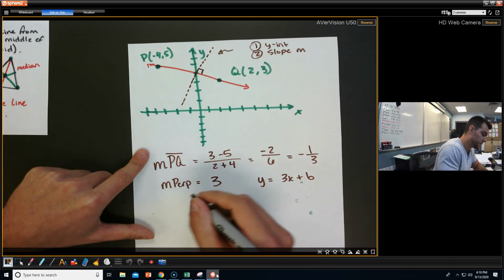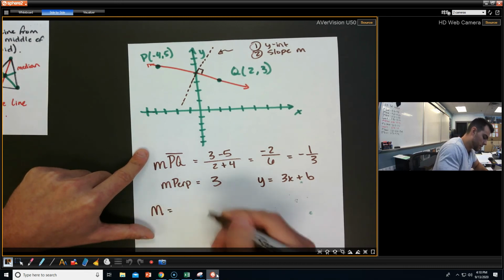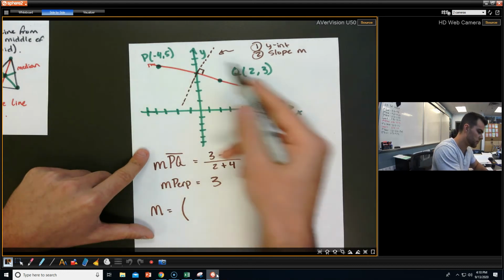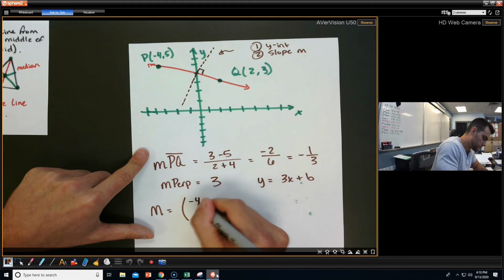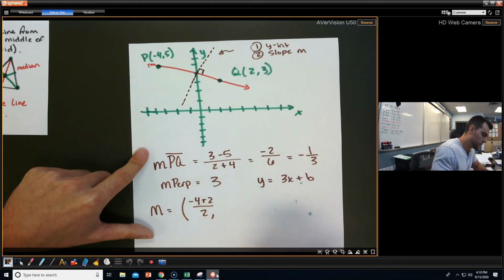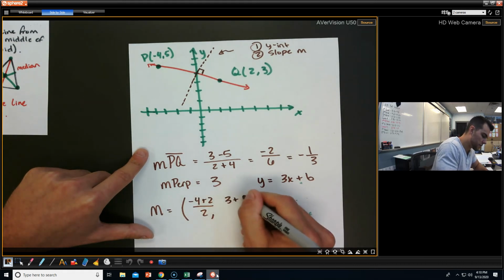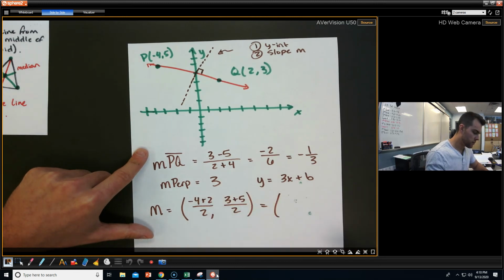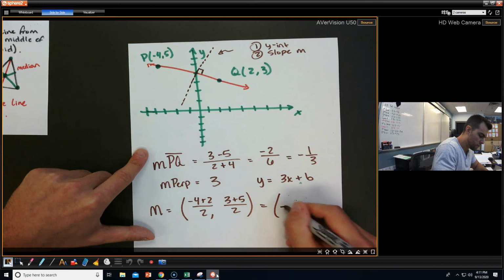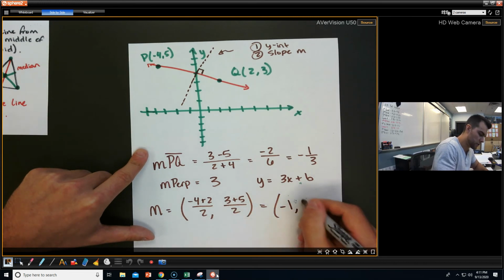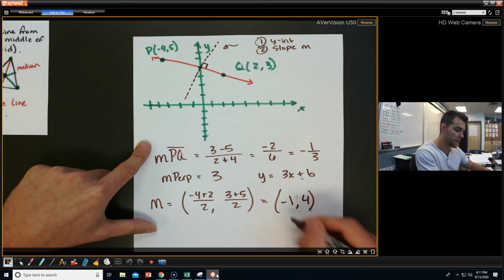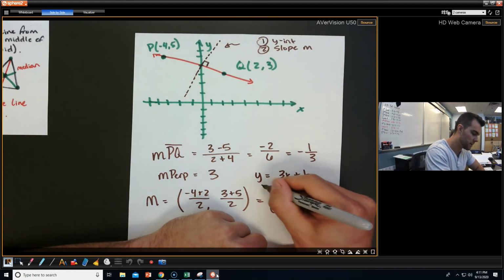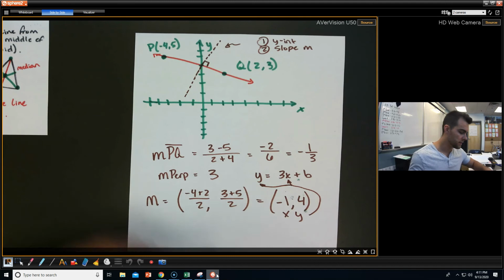Midpoint formula. I know that's going to be x1 plus x2. Okay, so it's going to be negative 4 plus 2 over 2. And then my y coordinate is going to be 3 plus 5 over 2. Negative 4 plus 2, negative 2 over 2 is negative 1. And then this is going to be 8 over 2, which is 4. So that is my x and my y that I can actually plug into here and here. Okay? Well, let's do that.